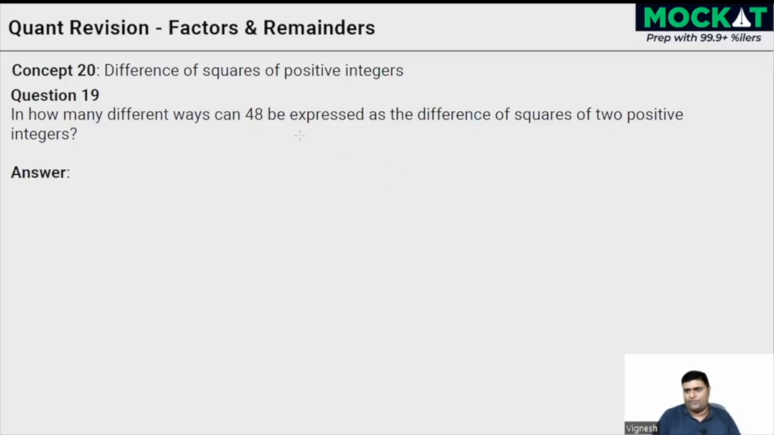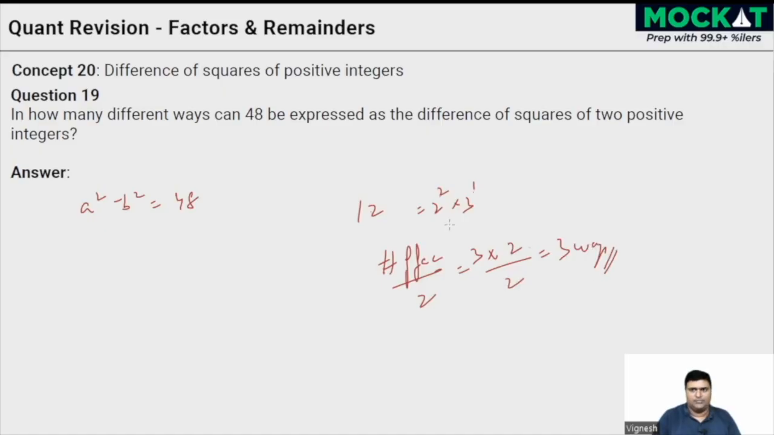How many different ways can 48 be written as the difference of squares of 2 positive integers? a square minus b square is 48. Multiple of 4, divide by 4, you get 12. Now 12 over here is 2 square into 3. Number of factors divided by 2. Number of factors is power plus 1, so 3 into the power plus 1, 2, divided by 2. That's going to be 3 ways. Answer becomes 3. Know the concept really well. When the question turns up, it's going to be pretty quick.